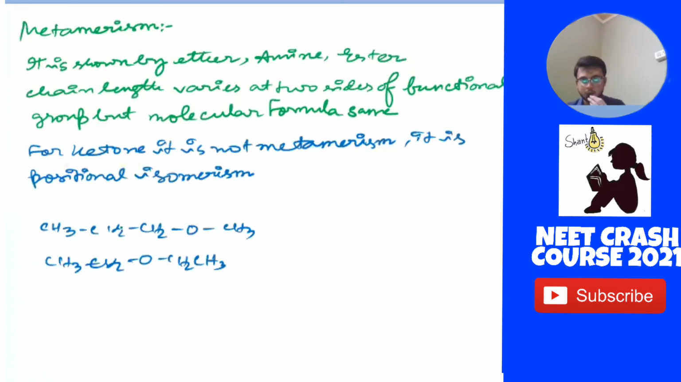Okay, so let us see it for ether, that is CH3CH2CH2OCH3. As you can see, on this side of the ether we have three chain length carbon and here is one chain length, but in the second case on both sides of the ether, that is O, two chain length carbon is present. So their molecular formula is same, but the chain length differs on both sides. So this kind of isomerism will be called metamerism.